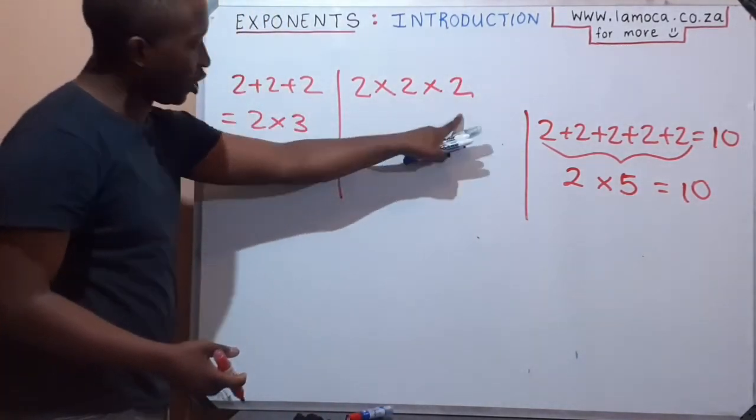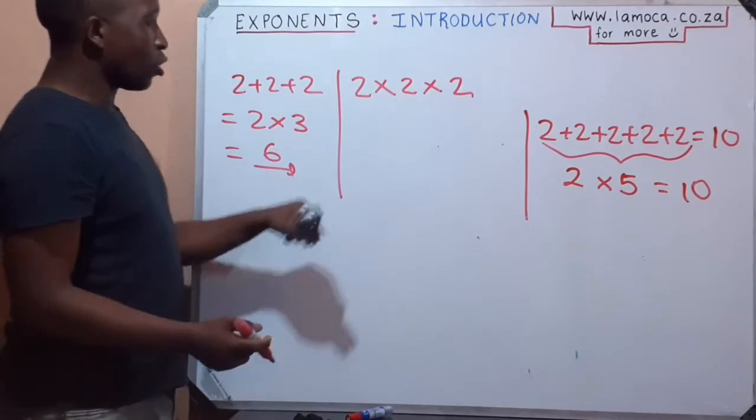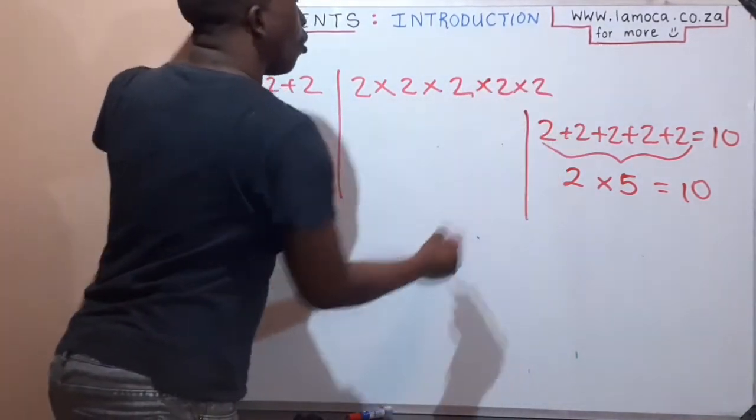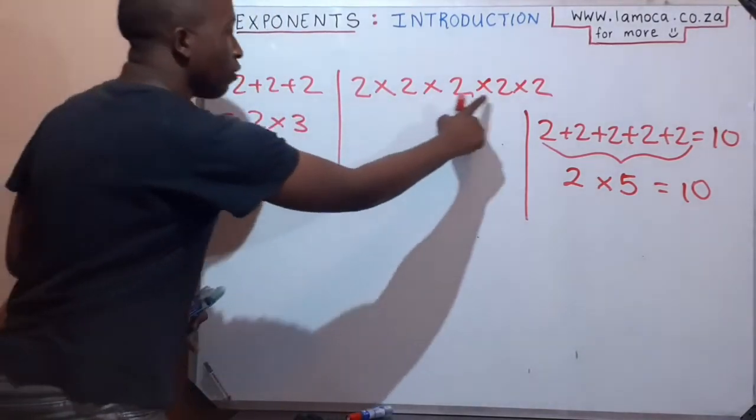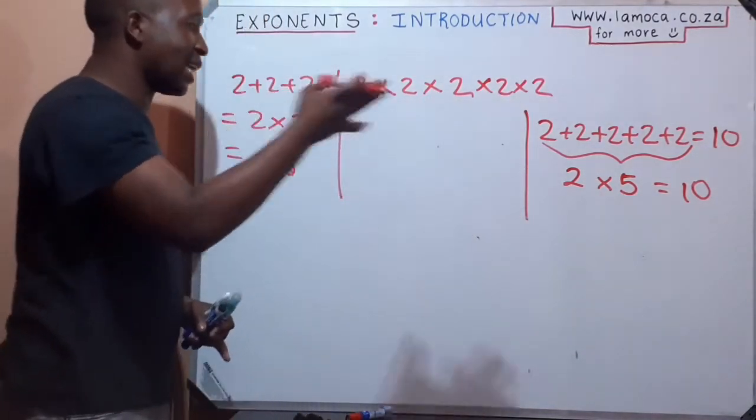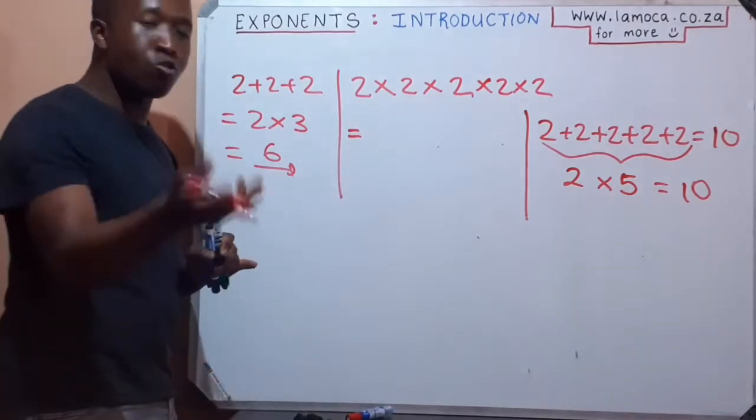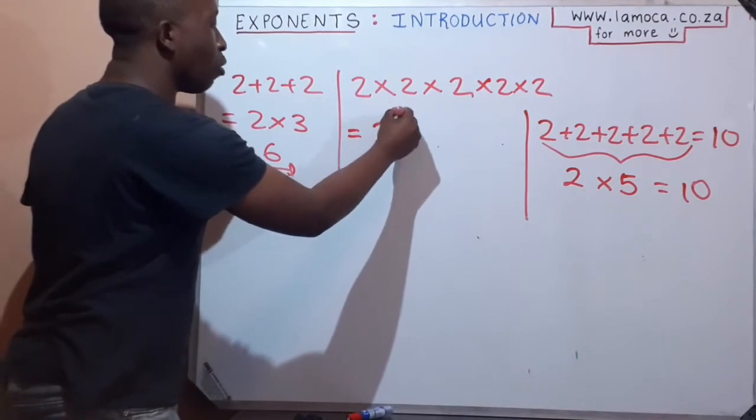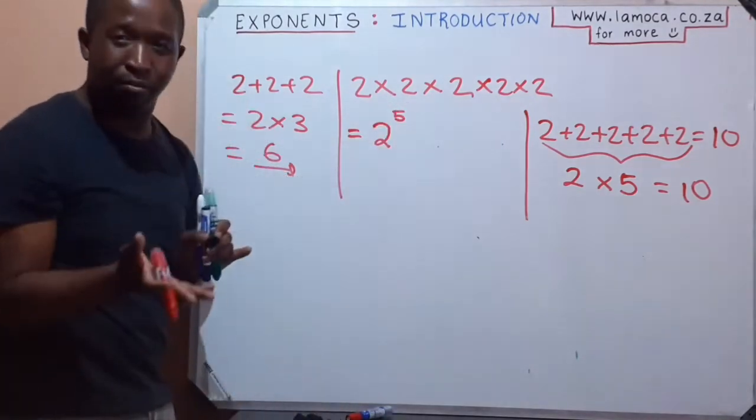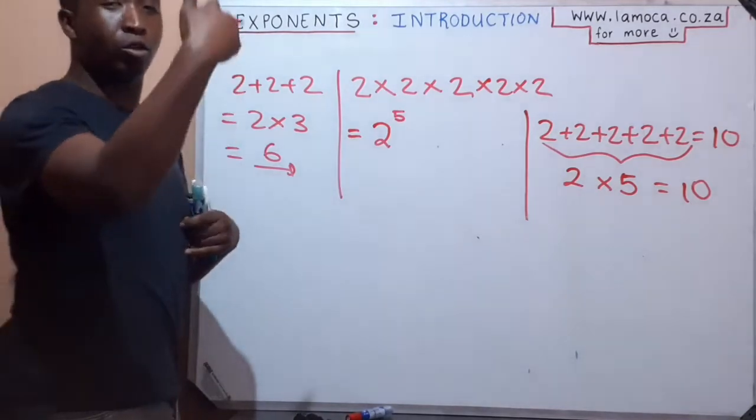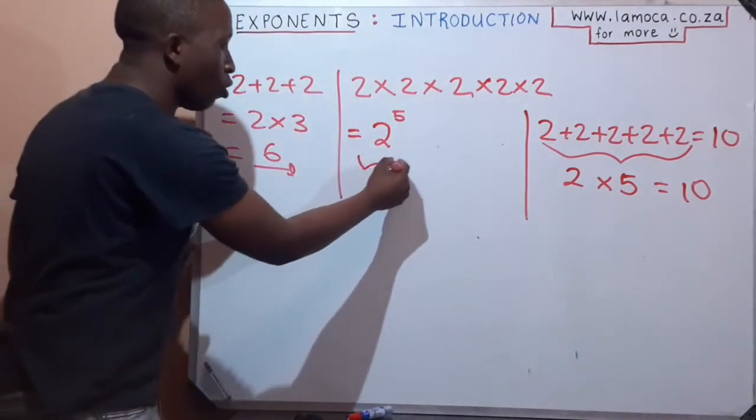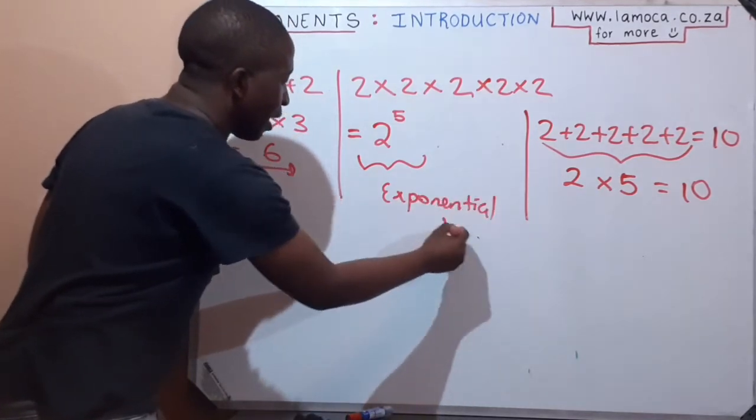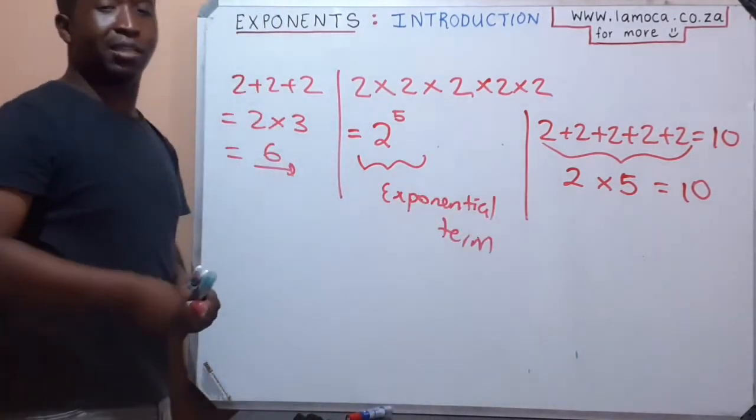Like I said, we are mathematicians. We pride ourselves with laziness. So instead of writing 2 times 2 times 2 times 2 many, many times, I can even put 2 more multiplications there. 1, 2, 3, 4, 5. When you're multiplying 2 by itself 5 times, we then came up with a new method of representing that. And we called this 2, and we put a small number on top there that tells you how many times this 2 is multiplied to itself. And this is what we call an exponential term, which is where our knowledge of exponents begins.